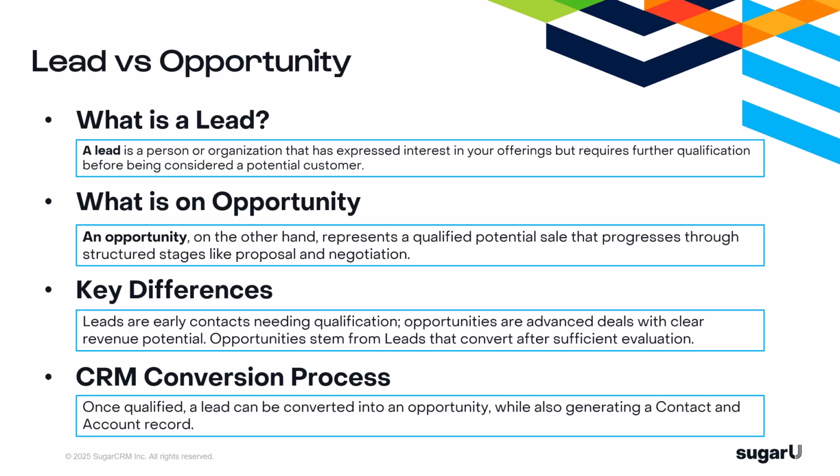Now let's talk about conversion. When a lead is qualified, it can be converted into an opportunity while also generating associated contact and account records. This marks a critical point in the sales process and signals that the engagement has matured into a serious sales opportunity. Now, let's walk through the steps to convert leads and turn them into contacts, accounts, and opportunities.